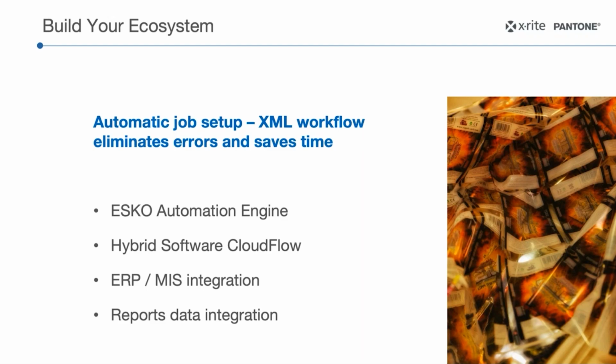The only thing that the press operator needs to do is either type in a production number and he calls up all the information automatically so that he knows what he needs to do. Or he takes his barcode scanner, scans the barcode that is maybe on the job jacket of the job that he needs to produce, and the job is created automatically in the background.